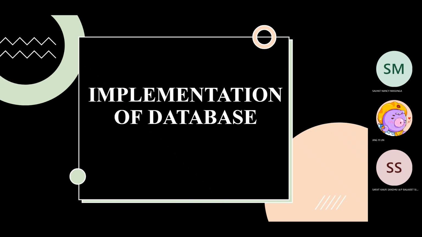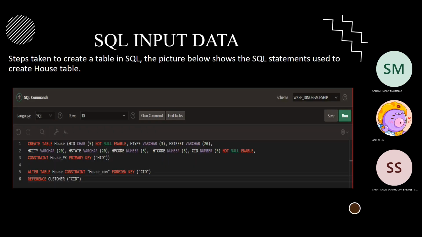Moving on to the implementation of database. Here are the steps taken to create a table in SQL. The picture below shows the SQL statement used to create a house table. As we can see, we create a table with the table name, followed by the data type of each data, and we even include the primary key, foreign key, constraints, and so on.